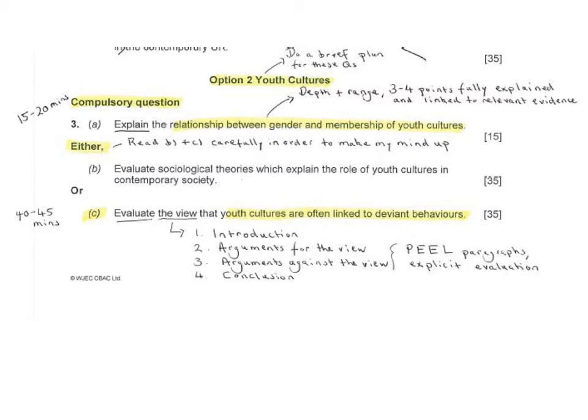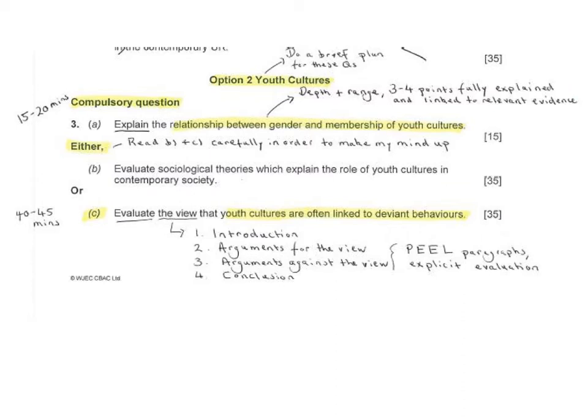And what the examiner will be looking for in a 15-mark question is both depth and range. So for a range of points, you really need a minimum of 3 points, and then in terms of depth, each of those points needs to be fully explained and linked to relevant examples and evidence. The key thing is to be guided by time. So if you can make 4 points fully explained and linked to relevant evidence, then do so.